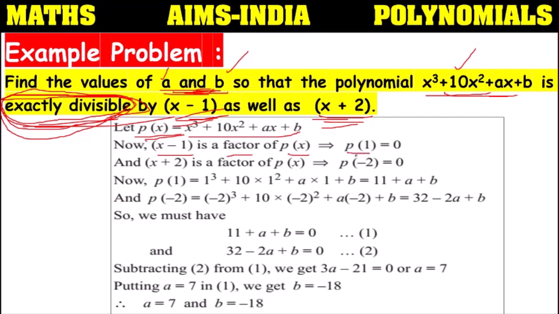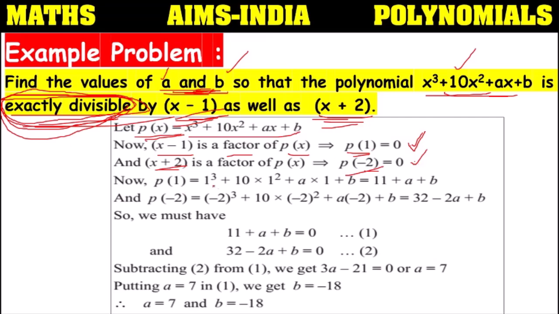So p of 1, the remainder when p of x is divided by x minus 1, that is p of 1, is equal to 0. When it is divided by x plus 2, the remainder will be p of minus 2, whose value is also 0. Why are we taking 0? Because in the question they have given the word exactly divisible. So that's why we are directly taking 0.